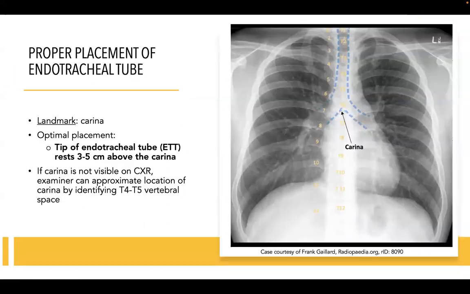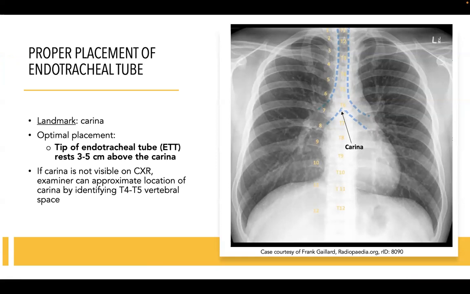As stated previously, the carina can be used as a landmark for endotracheal tube placement. The tip of the endotracheal tube resting 3 to 5 centimeters above the carina indicates optimal placement. If the carina is not visible on the chest X-ray, the examiner can approximate the location of the carina by identifying the T4, T5 vertebral interspace.